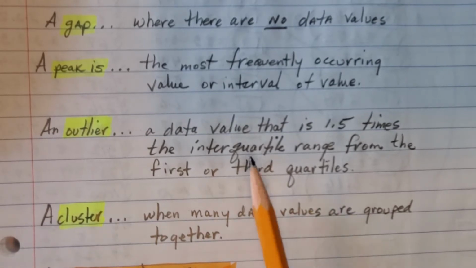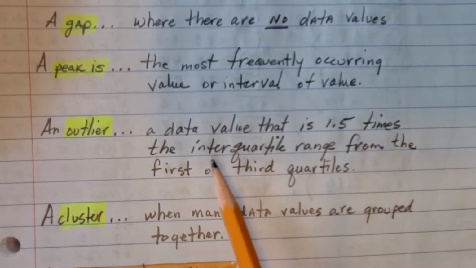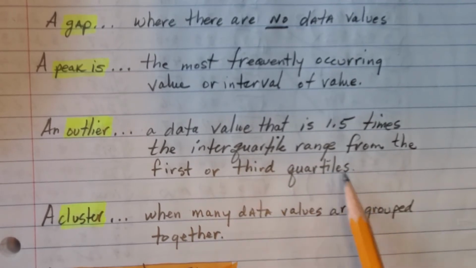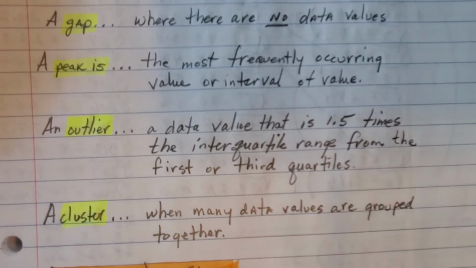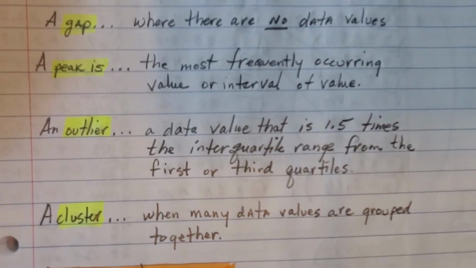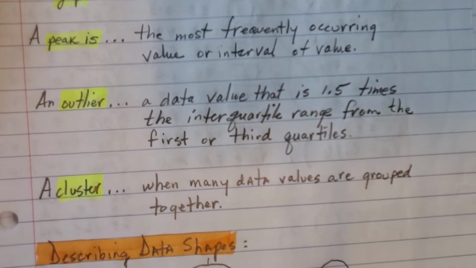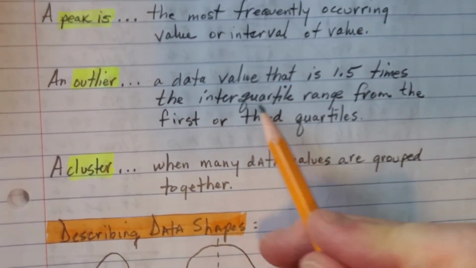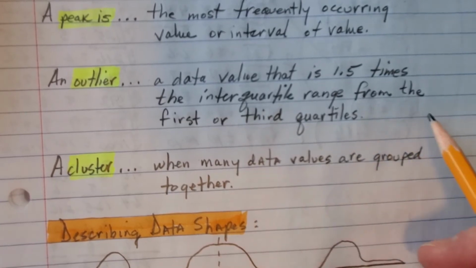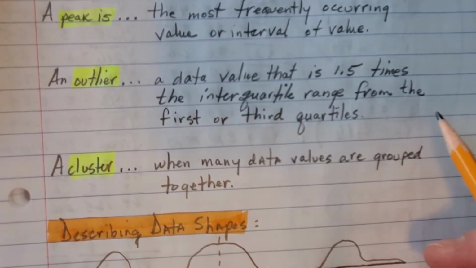An outlier is a data value that is 1.5 times the interquartile range from the first or third quartile. So you basically have to take a look at the interquartile range, which we're going to talk about in a minute, and multiply by 1.5 and see if there's an outlier. Outliers are like if you have a set of data that's way in here and then there's one sitting way out here, that's an outlier.